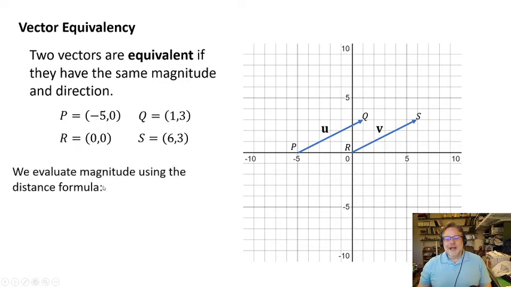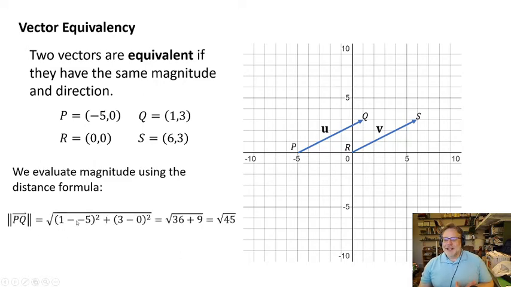And so we can evaluate magnitude using the distance formula by measuring the distance from this first point to this second point. And this is what the distance formula looks like. It's the square root of the differences in the x values squared plus the differences in the y values squared. So if we add those squares together, then take the square root of that, we get the distance from here to here. By the way, this is all based upon the Pythagorean theorem.